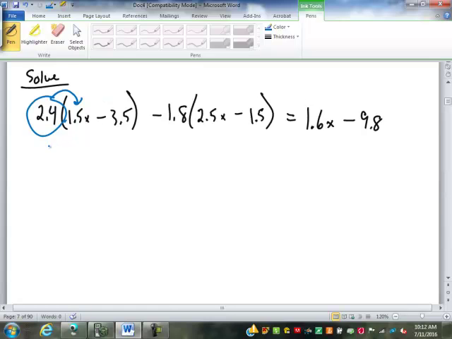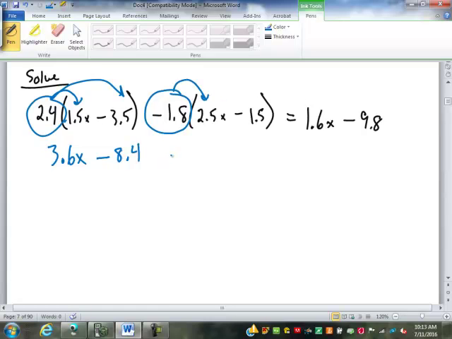2.4 times 1.5x is 3.6x. 2.4 times 3.5, or negative 3.5, is a negative 8.4. Then this next set of parentheses, nothing to do in them again, so we're going to multiply by a negative 1.8.